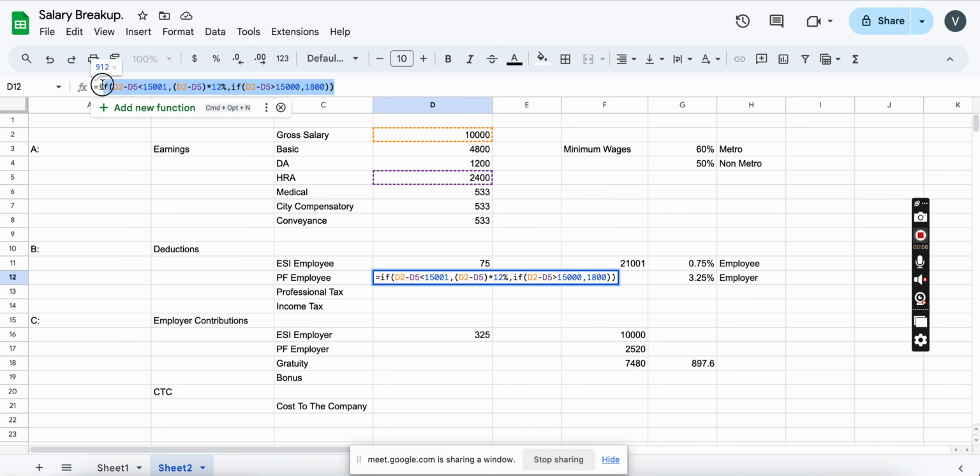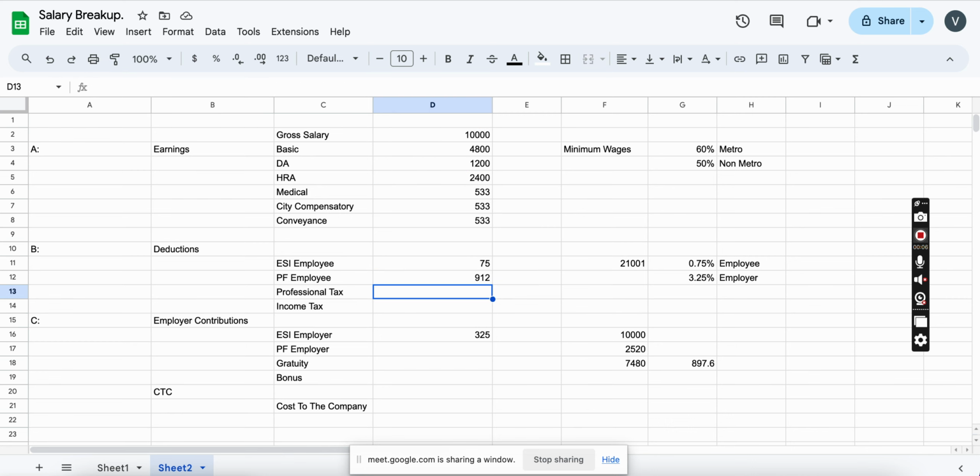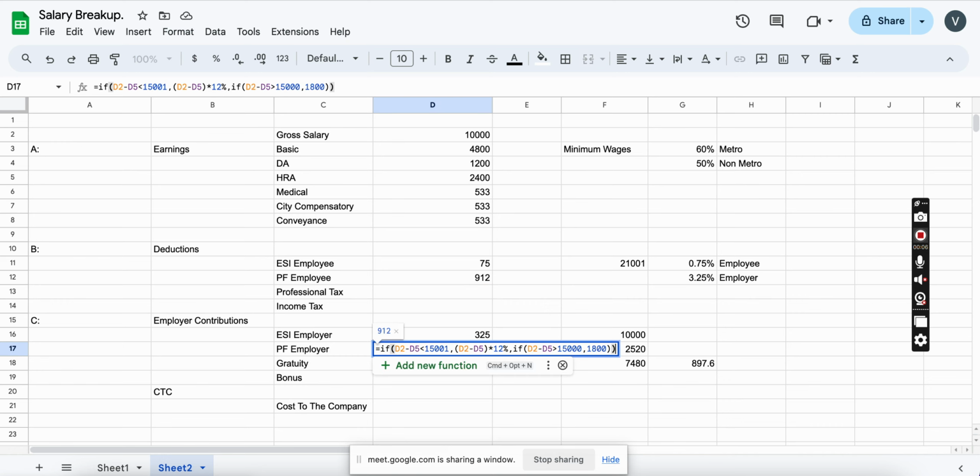So we covered all the earning components, what ESI and PF are, and how the deduction is calculated. Now I'm completing PF employer also. PF employer has the same rule. The only difference is it should be 13%, and the maximum limit should be 1,950.